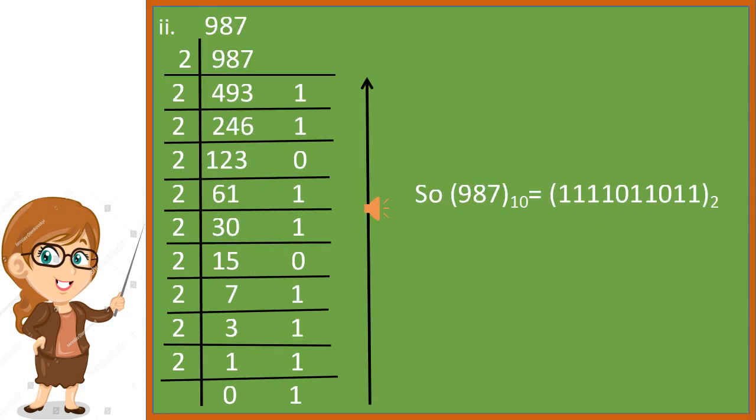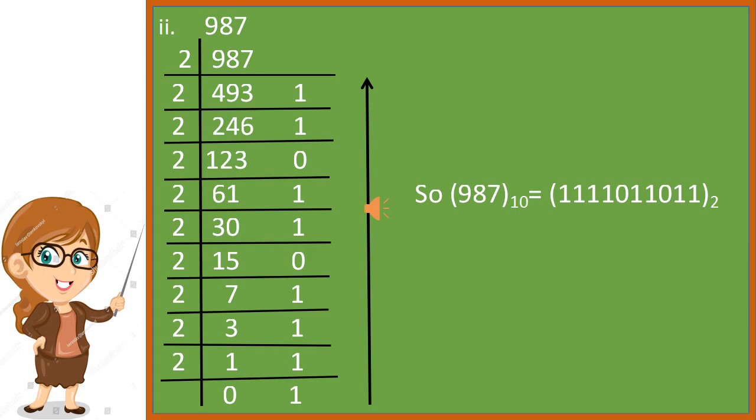The second number was 987. Again we will start by dividing 987 by 2. So 493 will be the quotient and remainder will be 1. Now divide 493 by 2. 246 is quotient and remainder is 1. Divide 246 by 2. 123 is quotient and remainder is 0. Divide 123 by 2. 61 is quotient and remainder is 1.